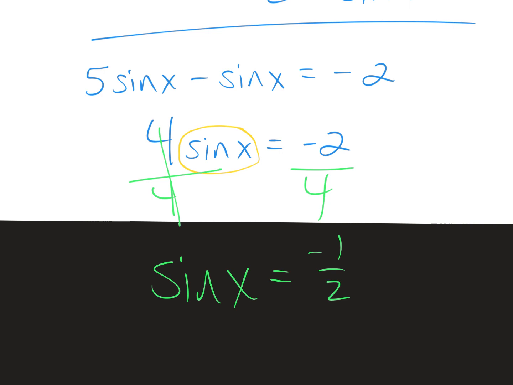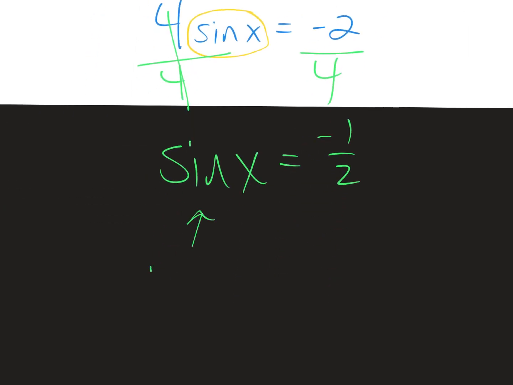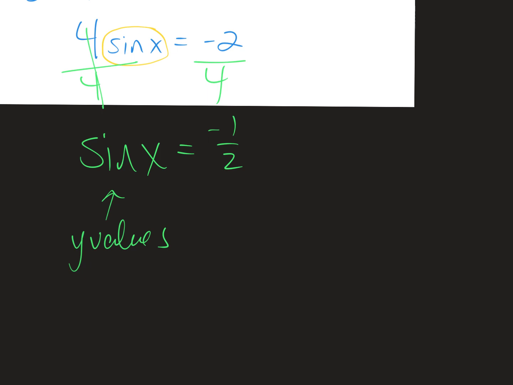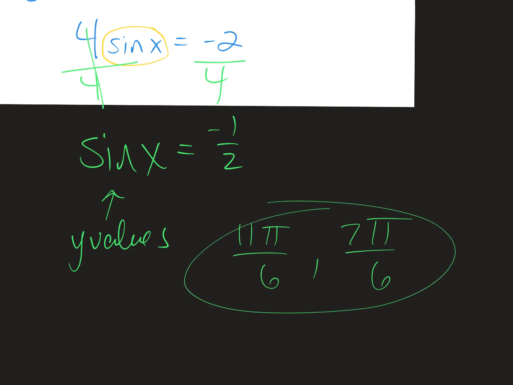Negative 1/2. So you're going to go to your unit circle and find all the values where y is negative 1/2. Where is that? You guys look right now. Where is y negative 1/2? 11 pi over 6. And where else? 7 pi over 6. Okay. Good. Remember, if you take the square root, what goes in front of your answer? Plus or minus. That means you won't have just 2 answers. You'll have how many? 4. Okay. Just pay attention to stuff like that.